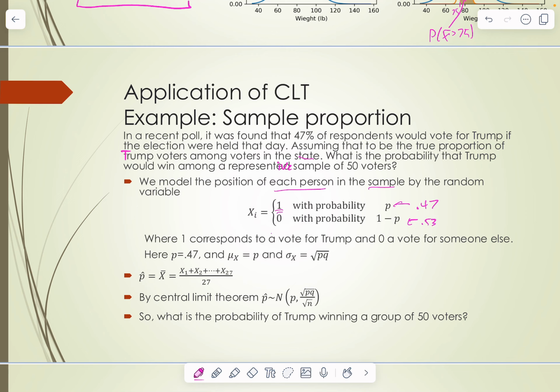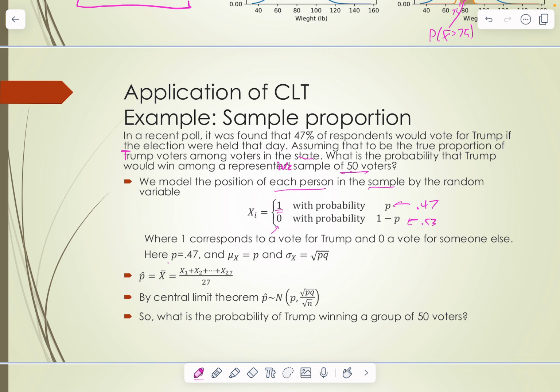I'm using 1 because I want to count up the number of Trump voters, and I don't want to count the number of people who do not vote for Trump, because I'm interested in seeing if Trump wins this sample. Where 1 corresponds to a vote for Trump and 0 a vote for someone else. This random variable is actually called the Bernoulli random variable.